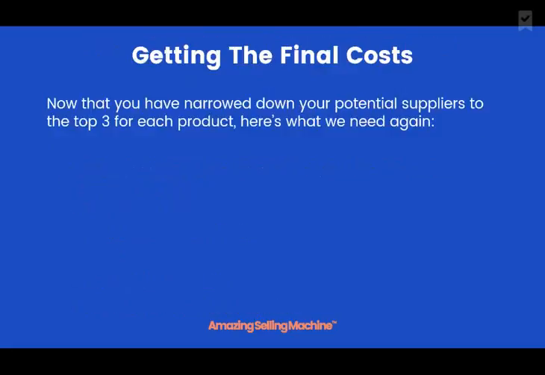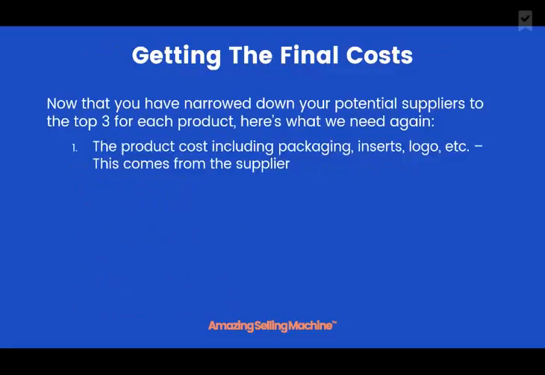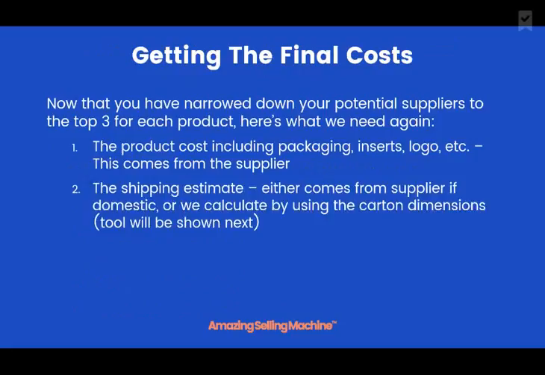So once we've narrowed down the list of potential suppliers to just 3 for each product, once again, here's what we're going to need: the product cost, including packaging, inserts, logo, and everything else, and this will come from the supplier; the shipping estimate, and this will either come from the supplier or we'll calculate it by using the carton dimensions that the supplier has given us. And I'm going to show you a tool after this slide so we can use that. And then we also need to know the Amazon FBA label fee, which is always 20 cents.